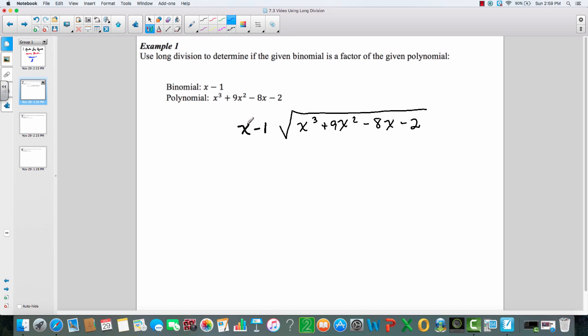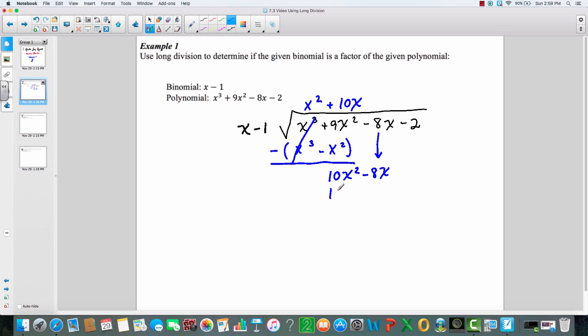To get from x to x cubed, I've got to multiply by x squared. So x squared times x is x cubed. X squared times minus 1 is negative 1x squared. Remember, we subtract. These go away. 9 minus negative 1 would actually be addition, so that's 10x squared. Drop this down. How do I go from x to 10x squared? I would multiply by 10x, and it would be positive.